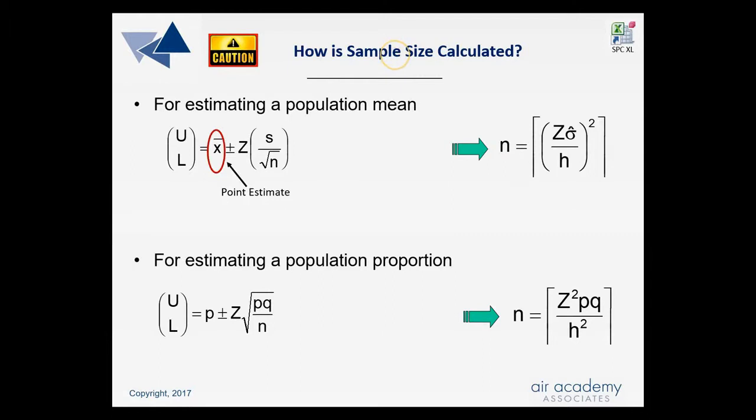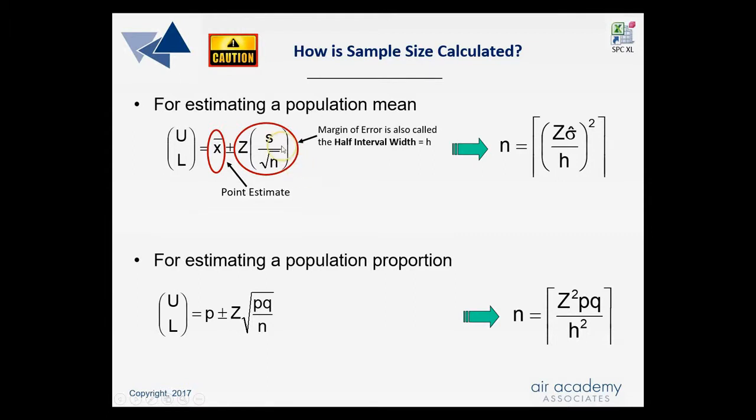In an estimation problem of generating a confidence interval, we have a point estimate and we have a margin of error. This margin of error is also called the half interval width in SPC Excel when we go to calculate sample size. It's given the value of H in this equation right here. This is the way it is calculated, and it's based on this margin of error, which in sample size calculations the user gets to specify.